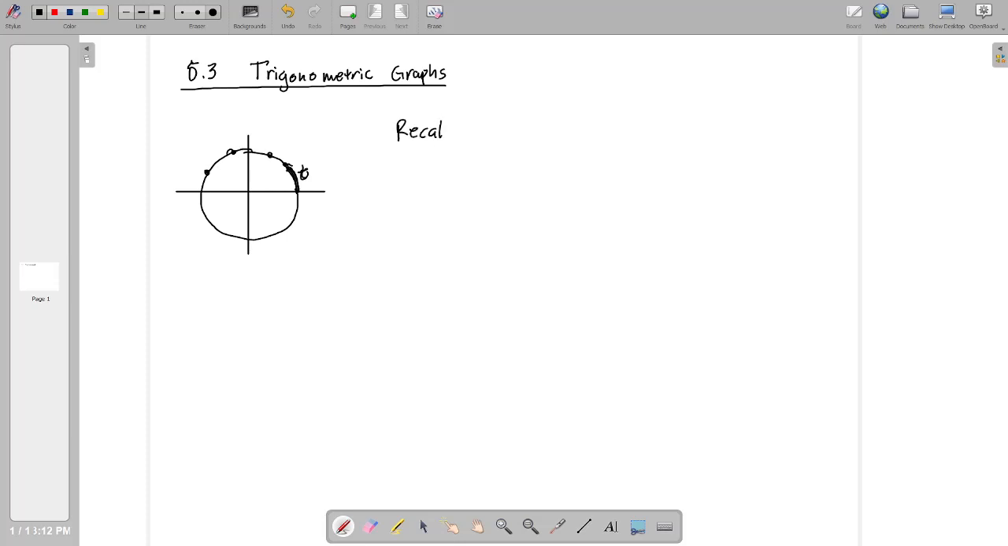Also recall, sine of t on the unit circle is equal to y, and cosine of t on the unit circle is equal to x. Meaning that when we come across a terminal point for some t value, the x-coordinate is the cosine, and the y-coordinate is the sine.